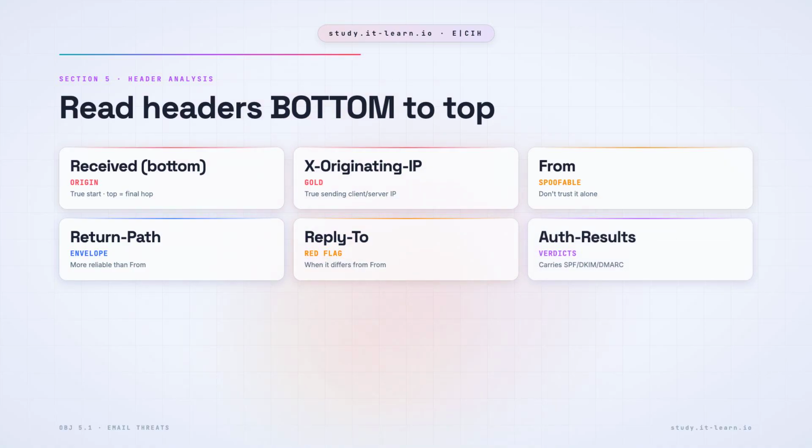The headers you must know. From can be spoofed. Return-Path is the envelope sender and more reliable. Reply-To is a red flag when it differs from From. And X-Originating-IP is the most forensically valuable header. It carries the true sending client or server IP. Authentication-Results carries your SPF, DKIM, and DMARC verdicts.